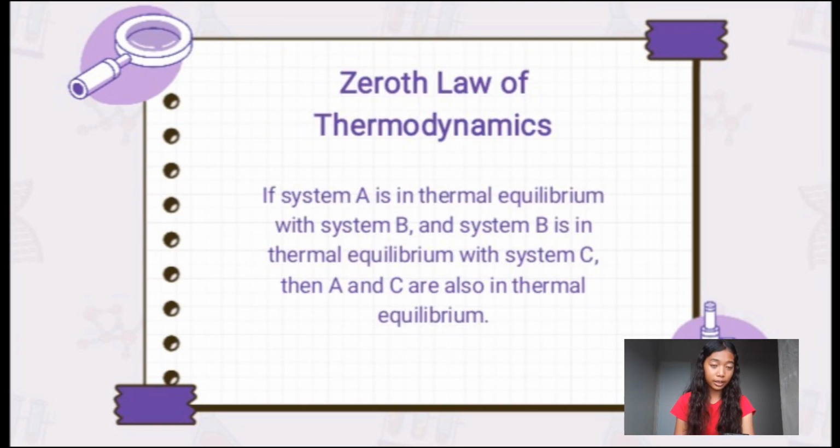So, zeroth law of thermodynamics. So, the zeroth law says that if system A is in thermal equilibrium with system B, and system B is in thermal equilibrium with system C, then A and C are also in thermal equilibrium. So, basically, it's like math. Like, if A equals B, and B equals C, then A and C are equal. Yes. So this law basically helps us define temperature itself. Without this law, we wouldn't really understand what same temperature even means.